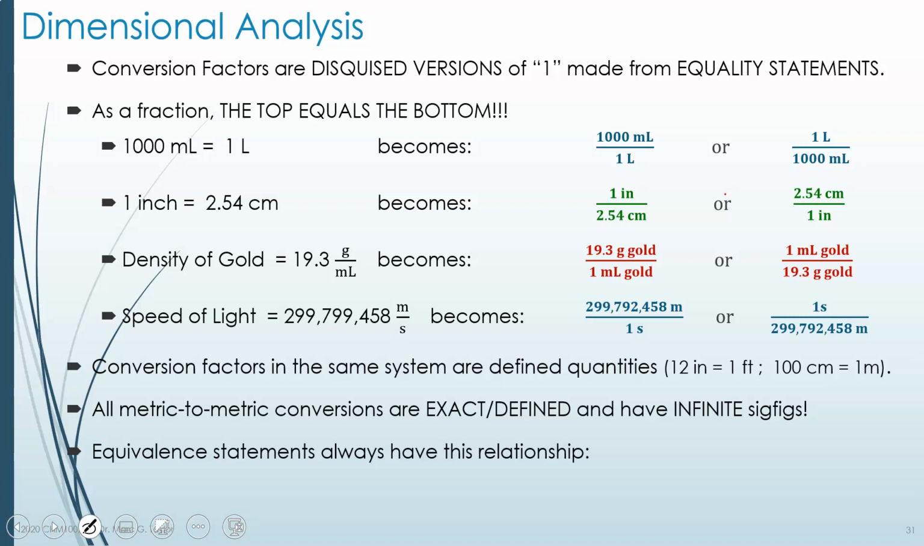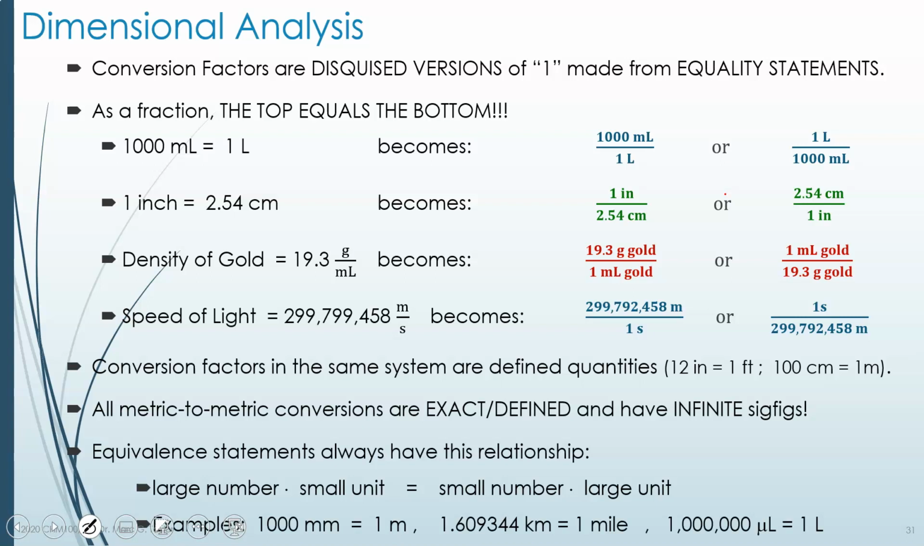So equivalent statements will always have the relationship, as I mentioned before. A large number with a small unit will be associated with a small number with a large unit. And here are other examples. Let's look at the second example. 1.609344 kilometers equals 1 mile. Just by looking at these numbers, we see the first number is larger. Then we know the kilometer must be the smaller unit. Kilometer, in fact, is smaller than a mile. It's about 6/10 of a mile. So we have a larger number with the smaller unit, kilometer, equals the smaller number with the larger unit, mile.